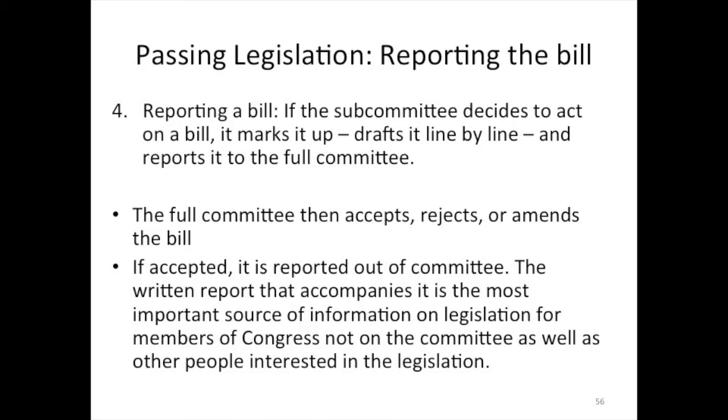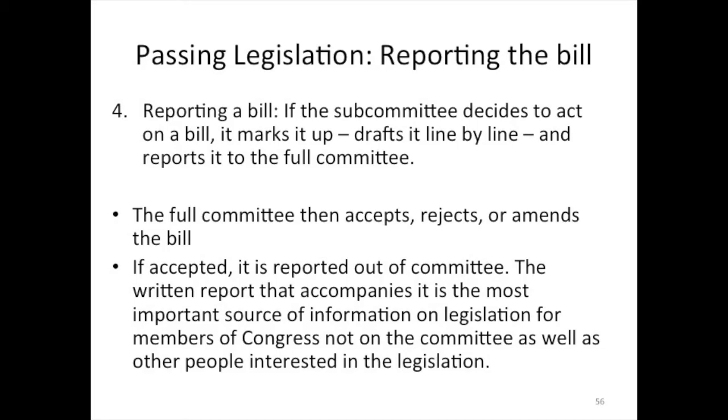The written report that accompanies the bill once it comes out of committee is the most important source of information on legislation for members of Congress not on that committee, as well as other people who are interested in the legislation. Many Congress members will follow the recommendation of the committee because they're the resident experts. A lot of Congress members follow the recommendation of the committee, but the bill still will be debated. It still will be discussed.